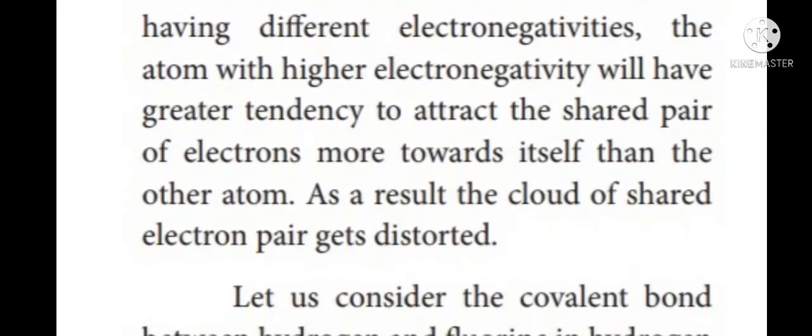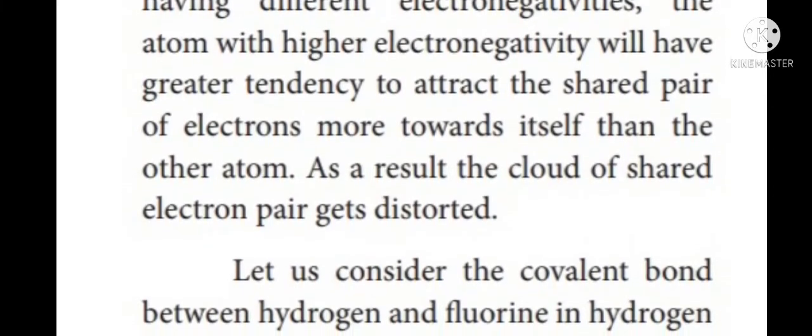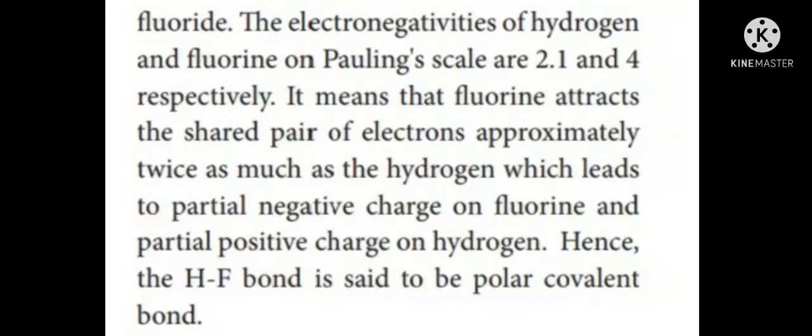Consider the example hydrogen fluoride, in which the combining two atoms are hydrogen and fluorine. Here, hydrogen and fluorine have different electronegativity values. For hydrogen, the electronegativity value is 2.1. For fluorine, the electronegativity value is 4.0. The electronegativity value is based on the Pauling scale. Here, fluorine is more electronegative than hydrogen.